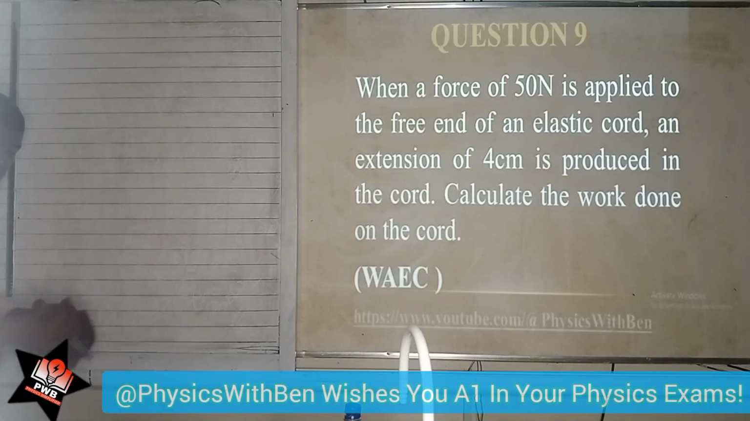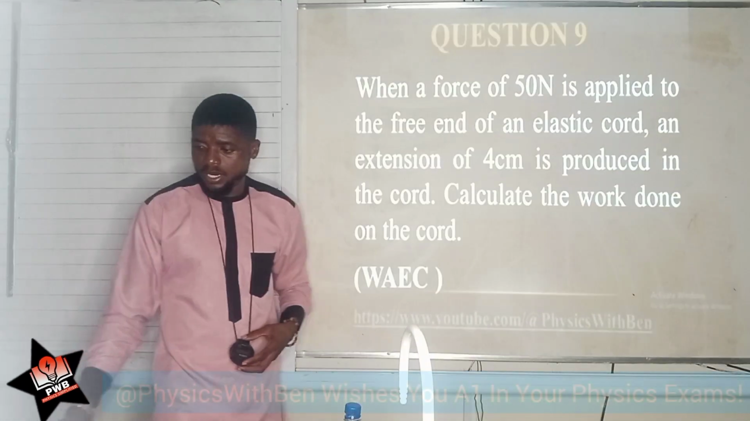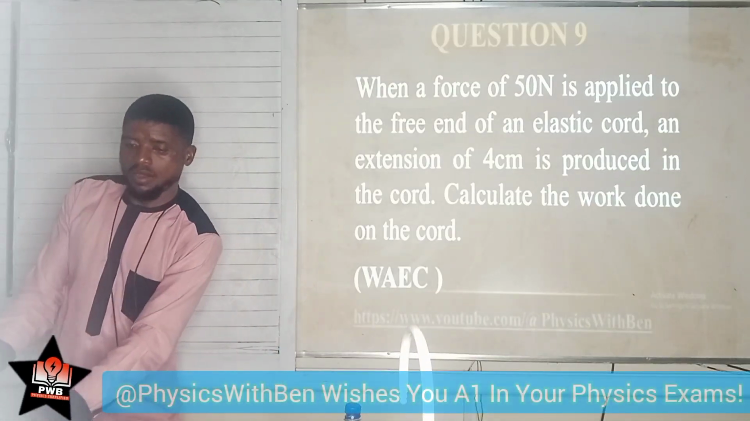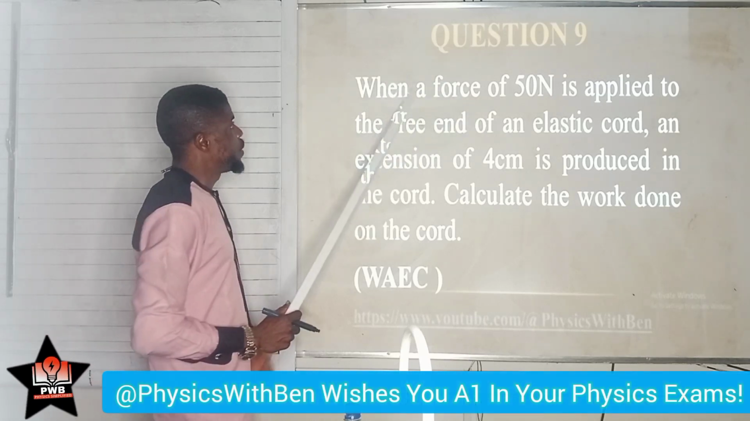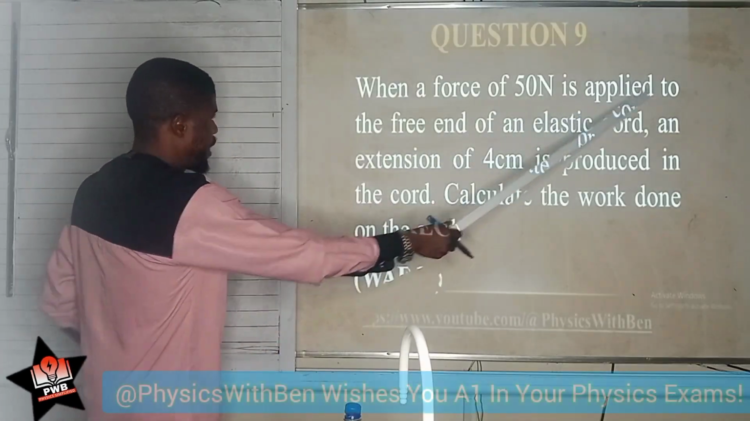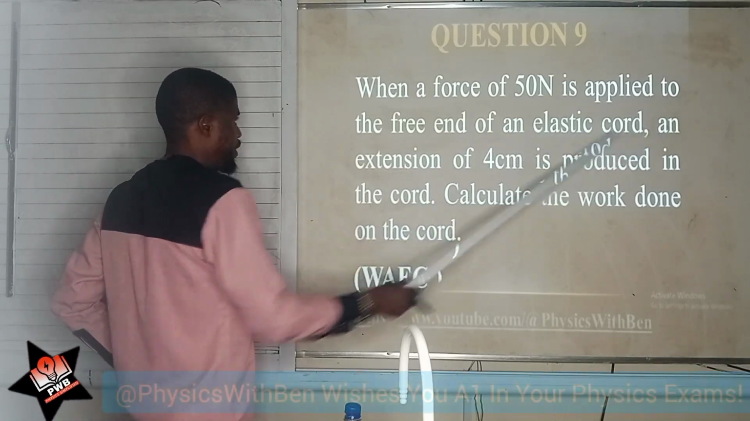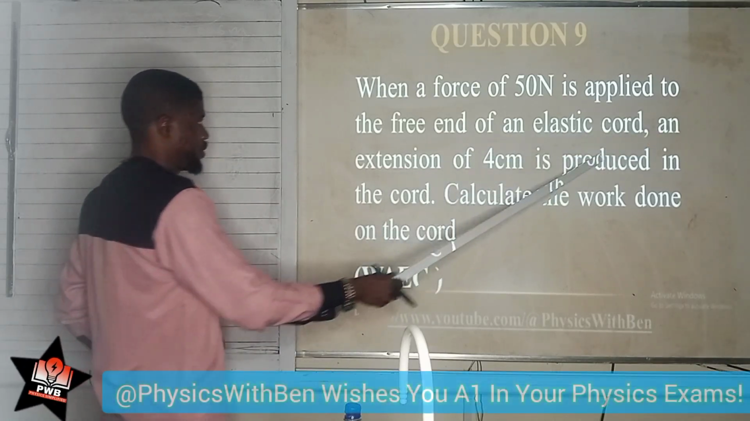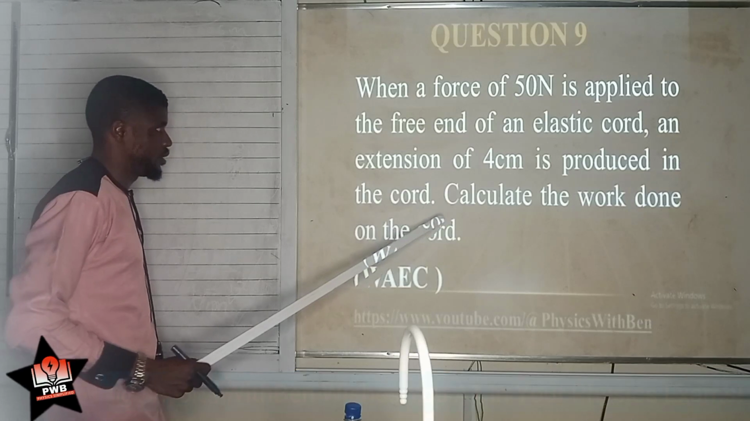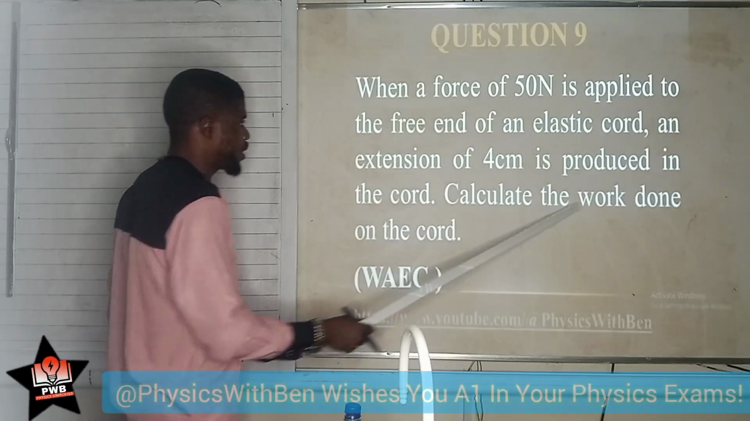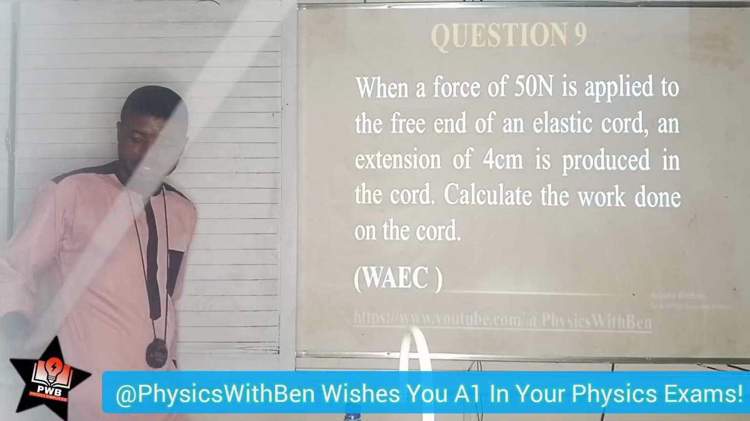We want to look at question number 9. When a force of 50 newtons is applied to the free end of an elastic cord, an extension of 4 cm is produced in the cord. Calculate the work done on the cord.